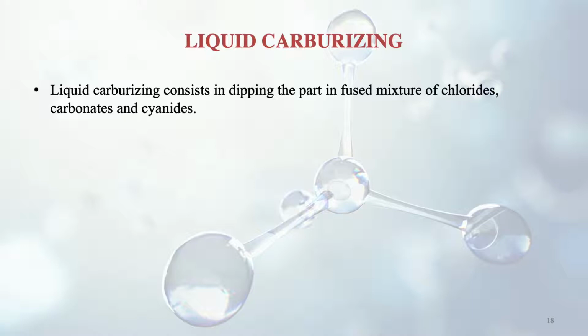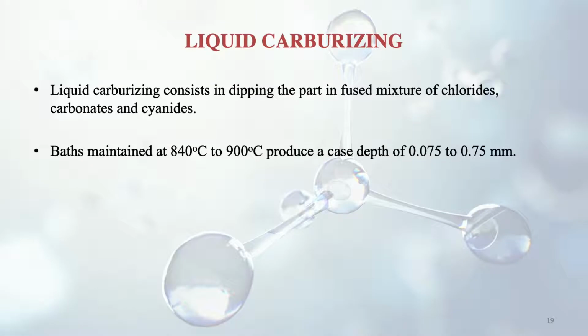Liquid carburizing consists in dipping the part in a fused mixture of chlorides, carbonates and cyanides. So there are different types of chemicals. We have chlorides, carbonates and cyanides, and in that a specimen is being dipped. And these baths are maintained at around 840 to 900 degrees centigrade, and they produce a case depth of 0.075 to 0.75 millimeter.